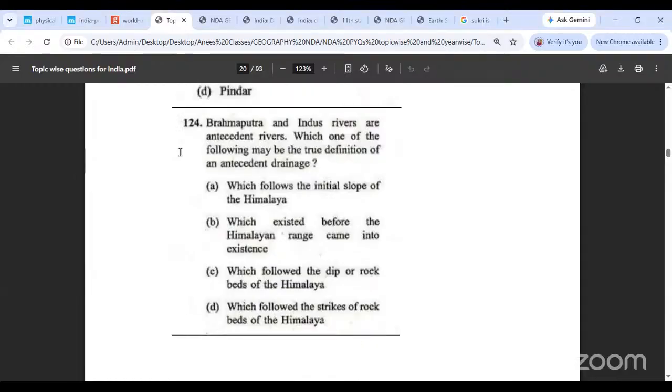Brahmaputra and Indus rivers are antecedent rivers. Which of the following may be the true definition of an antecedent drainage? B. Antecedent drainage is that drainage where the rivers existed way before the mountains were formed. Okay, so before the mountains were formed, if the river usually crosses the mountains and comes in, then usko hum usually antecedent drainage बोलते हैं.